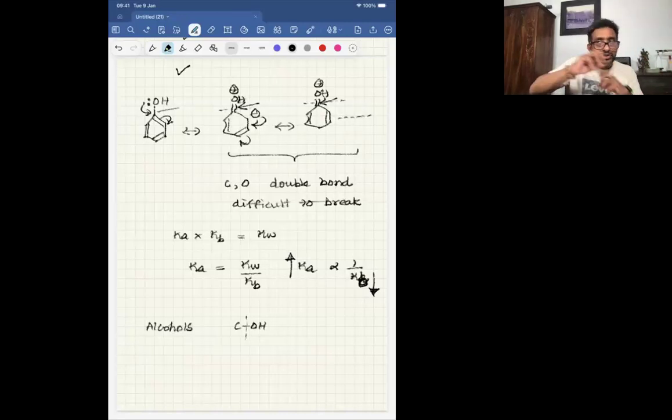In order for the substitution to take place, the bond should break. So it can't break. Therefore, substitution doesn't take place. Clear? Right, so that is alcohols.